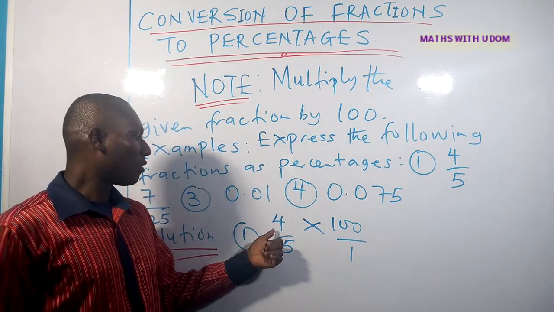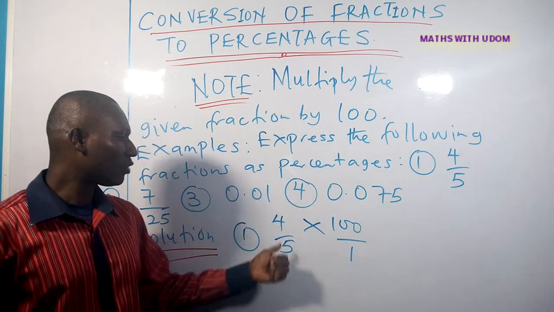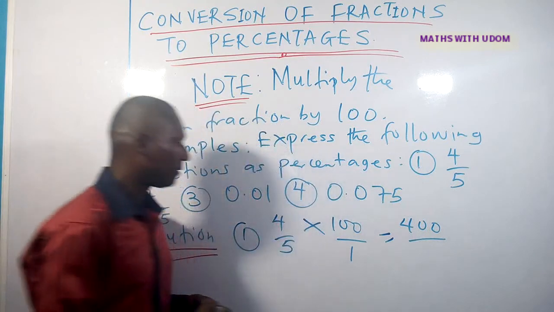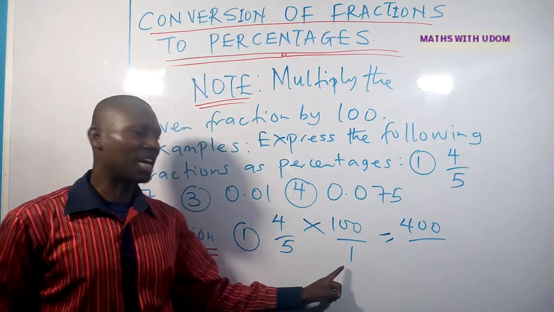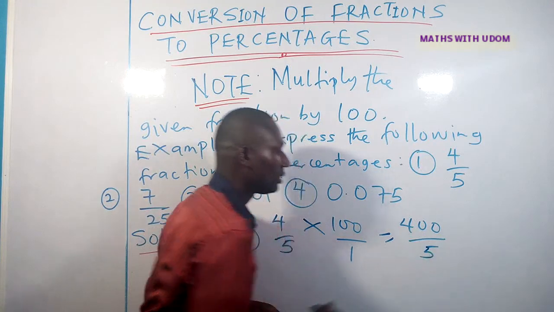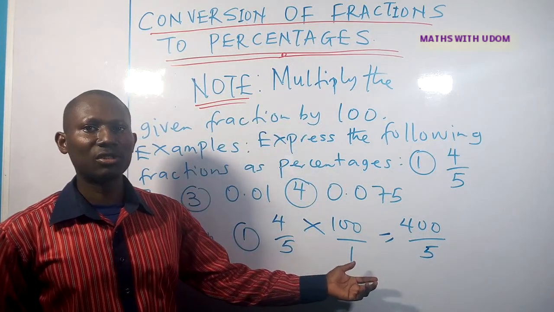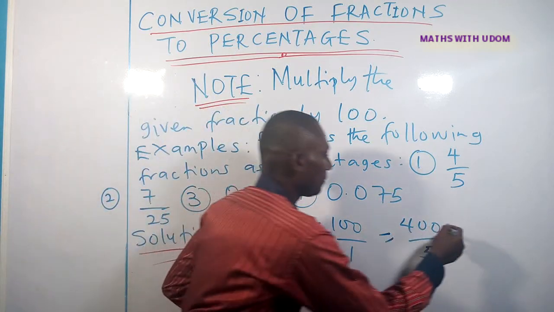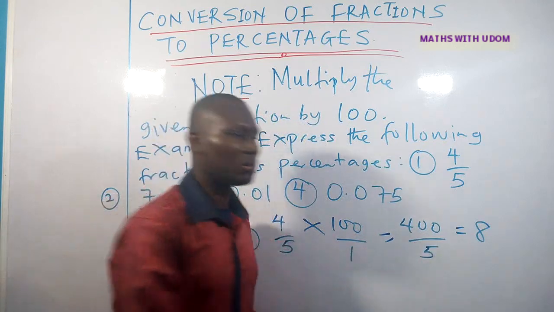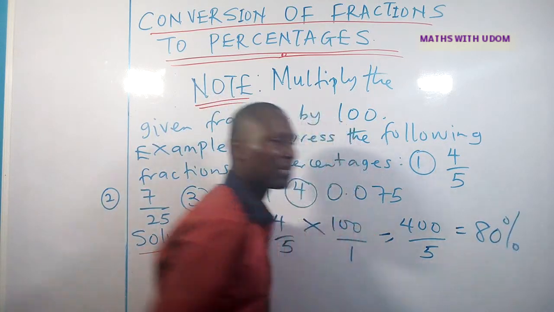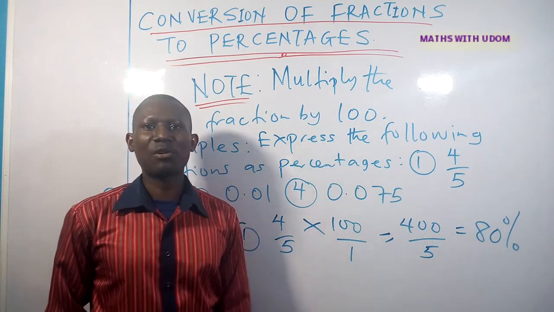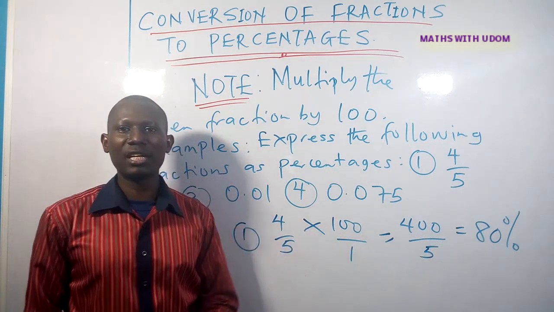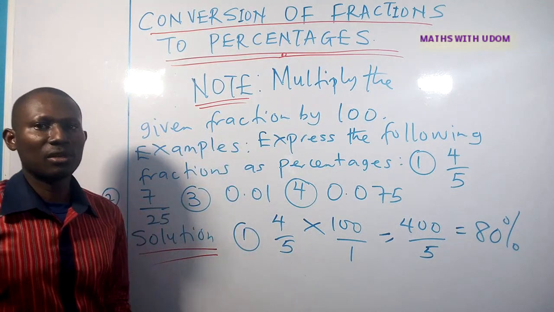Okay? So 4 times 100, numerator times numerator, will give us what? 400 divided by, then for the denominator, 5 times 1 is what? Is 5. So this is an improper fraction. We need to reduce it. Okay? So let's reduce it. How many 5 can go through 40? 8. Then we drop the 0 in front of 8. So our answer is 80%. 80% for number 1. So we have succeeded in converting 4/5 into percentage, which is 80%. So let's move to number 2.